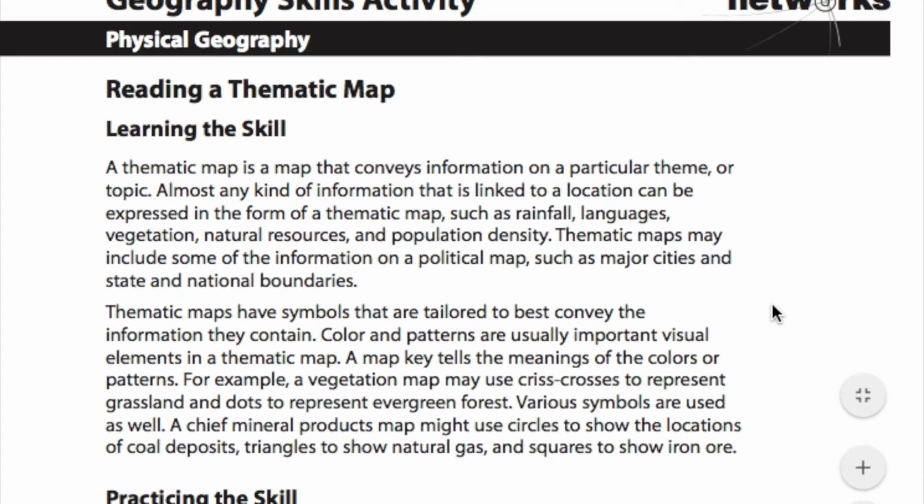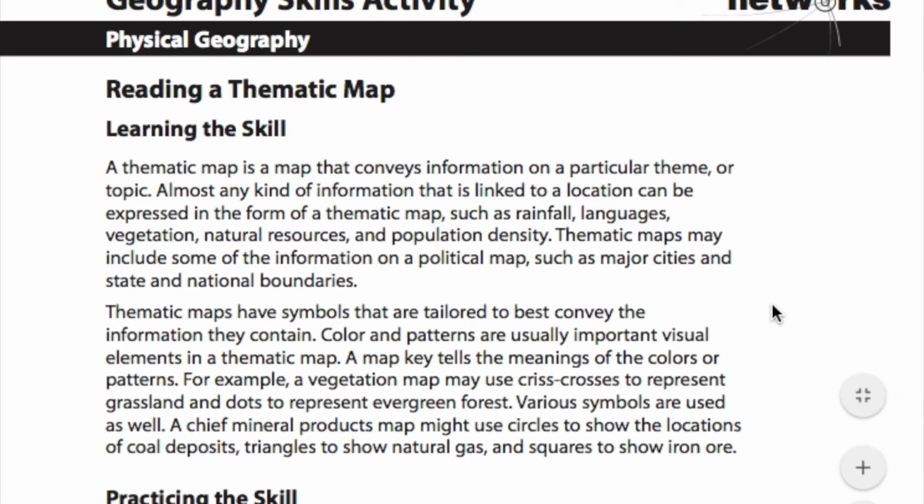A thematic map may include some of the information on a political map, such as the major cities, states, and national boundaries. Thematic maps have symbols that are tailored to best convey the information they contain. Colors and patterns are usually important visual elements in a thematic map. A map key tells the meanings of the colors or patterns. For example, a vegetation map may use crisscrosses to represent grasslands and dots to represent evergreen forests.